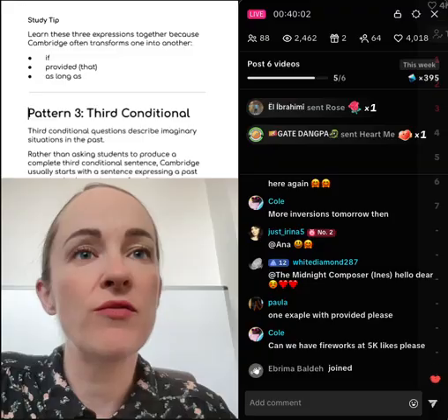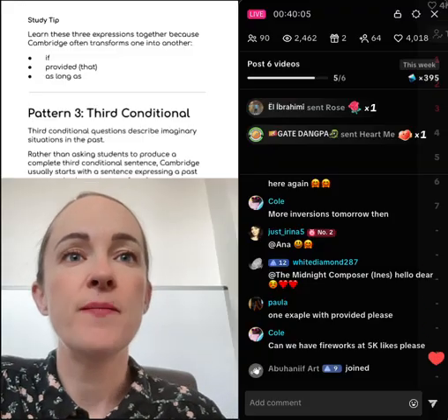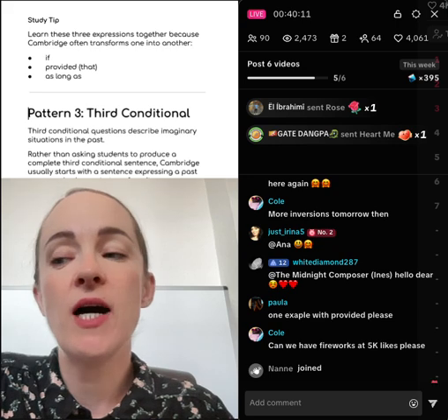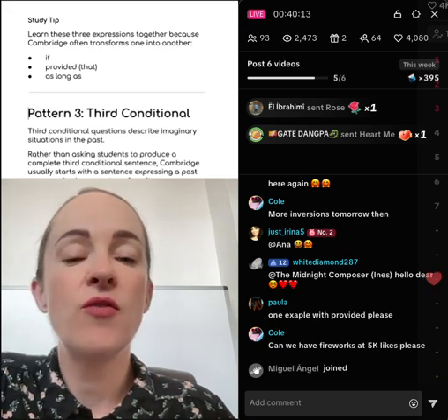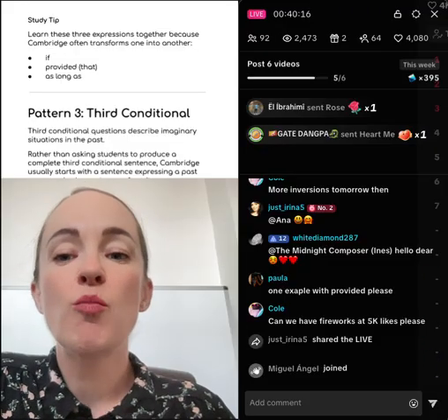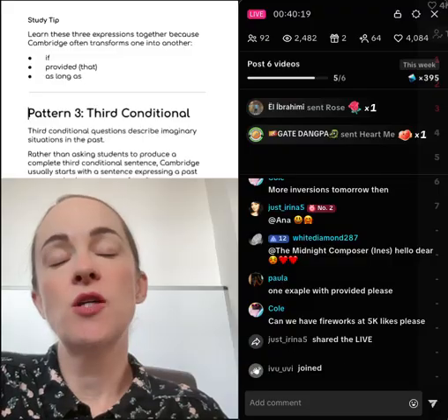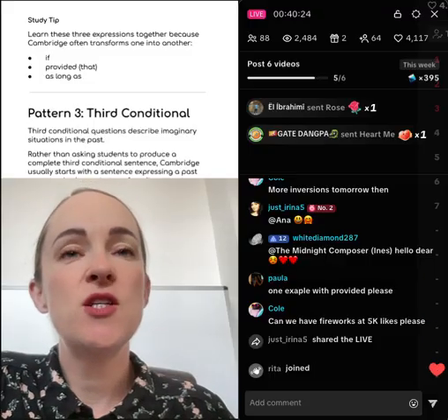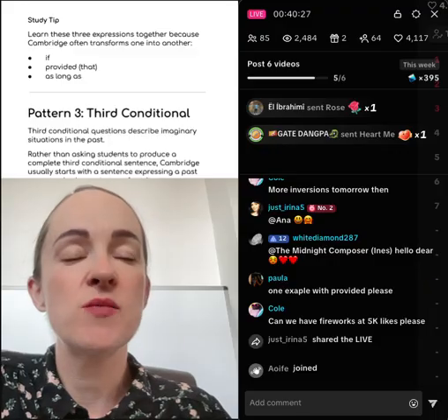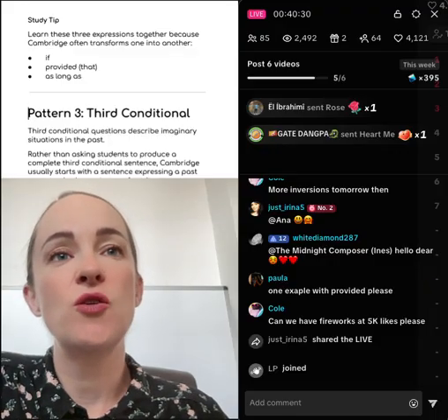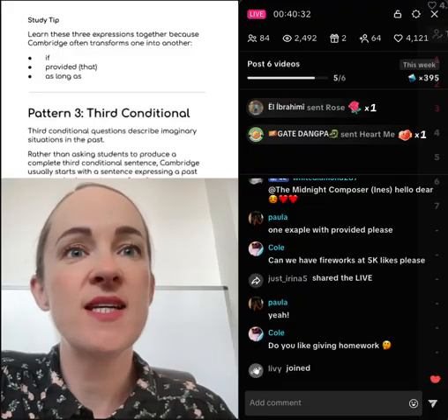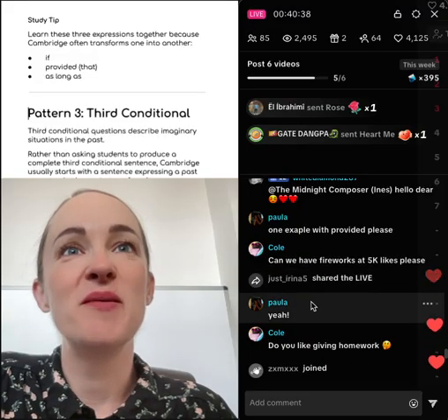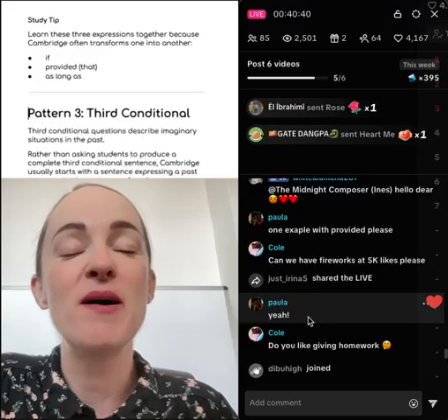One example with provided, please, Paula. Yeah, sure. Let me think. The teacher agreed not to give homework at Christmas, provided the students got good marks in their exams. Is that okay, Paula? The teacher agreed not to give homework at Christmas, provided the students got good marks in their exams. Is that okay? Fireworks. Okay, we can have fireworks. Yeah, tell me when it gets to 5,000 and we'll do some fireworks. You got it, Paula? Awesome.